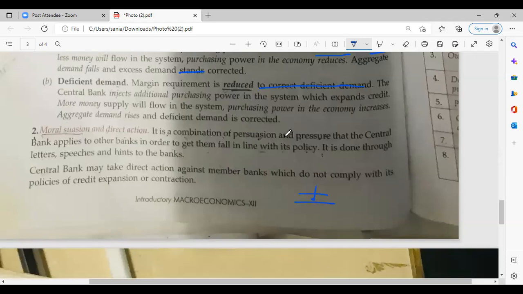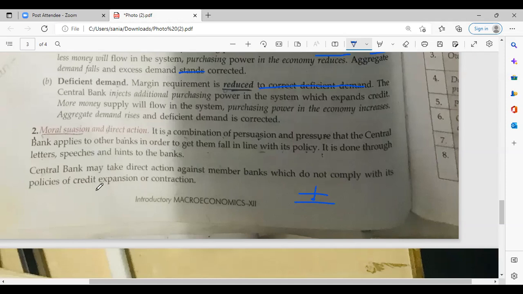Moral suasion is basically the combination of persuasion and pressure that the central bank applies to other banks. Why? In order to make them fall in line with its policy. And how is it done? It is done through speeches, letters, or hints to the bank. If member banks, meaning commercial banks, don't follow this, the central bank may take action if they don't comply, meaning follow its policy of credit expansion and contraction.